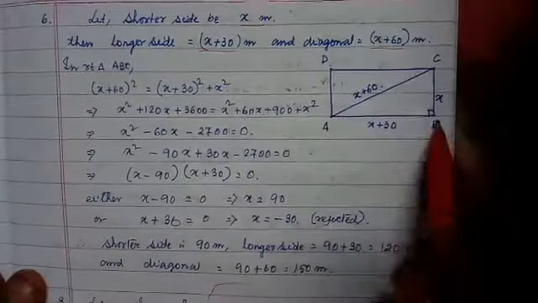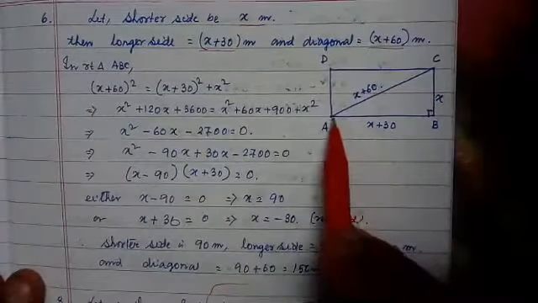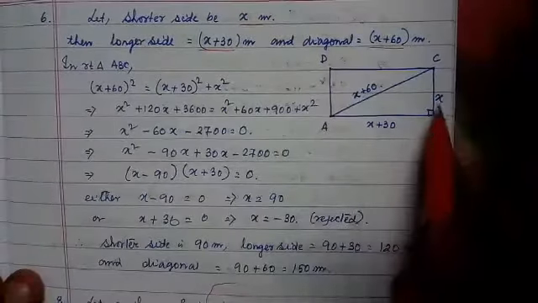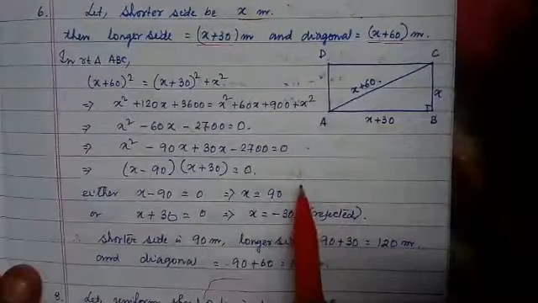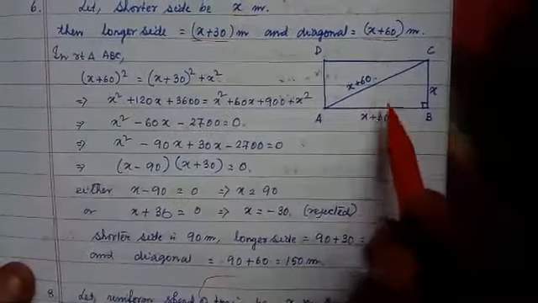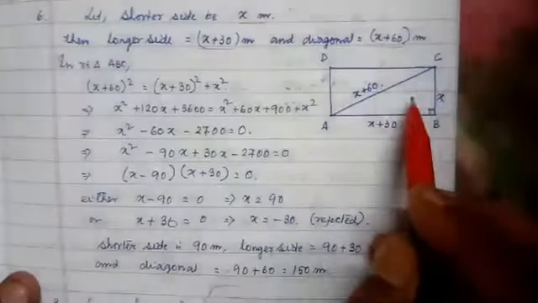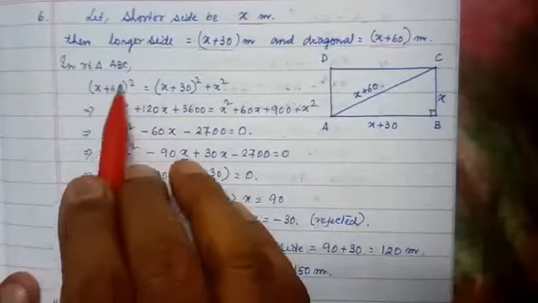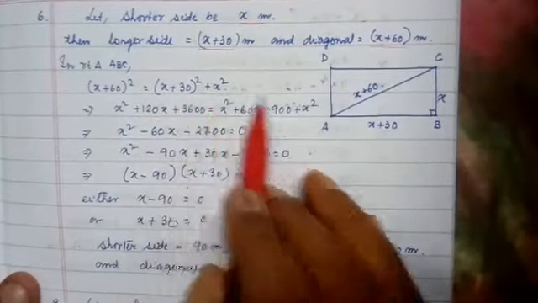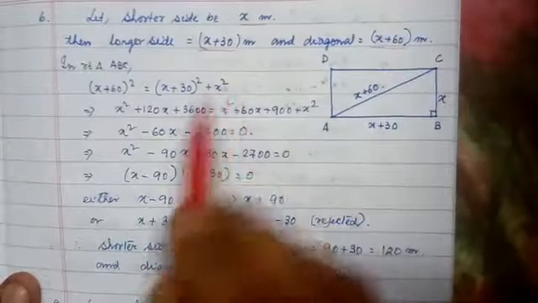Now in triangle ABC, this is the diagonal x plus 60, this is the longer side x plus 30 and this is the shorter side x. Now ABC is a right angle triangle, so this is the hypotenuse, this is the base, this is the perpendicular. So the relation among the three sides: x plus 60 whole square, hypotenuse square, is equal to base square plus perpendicular square, that is x plus 30 whole square plus x square.